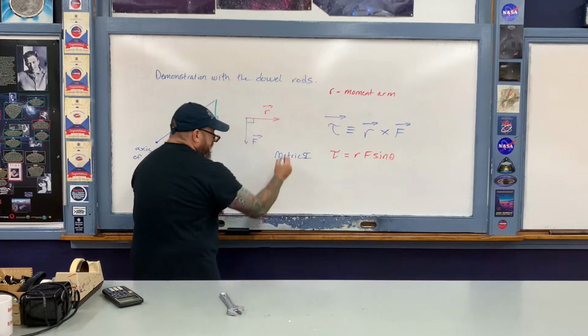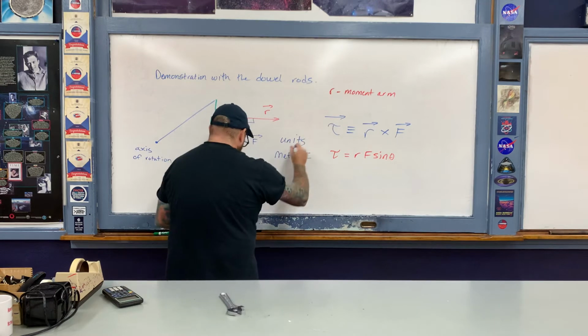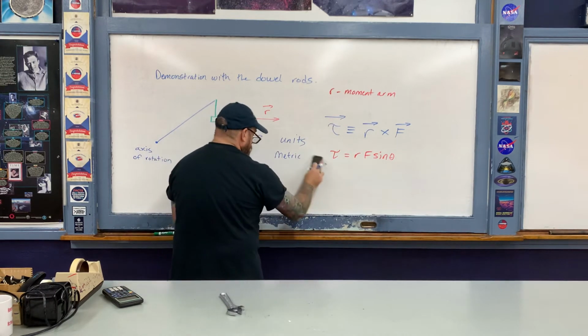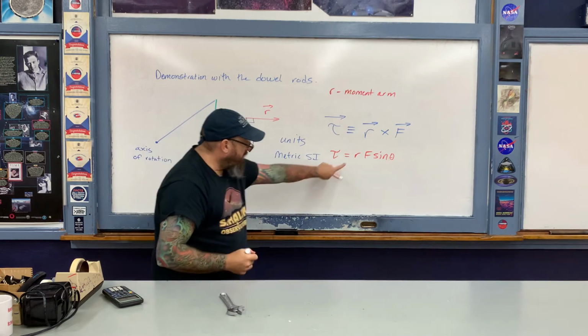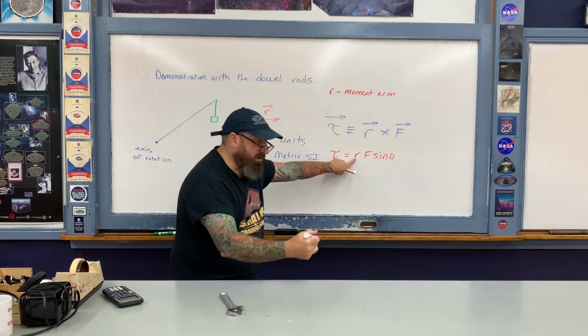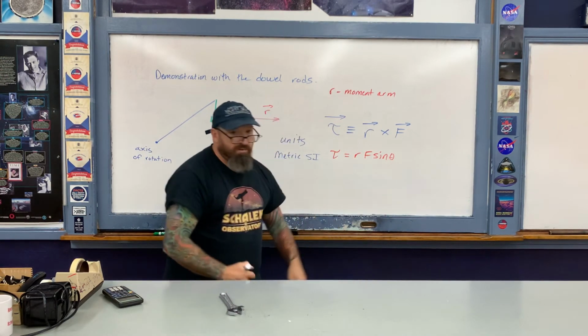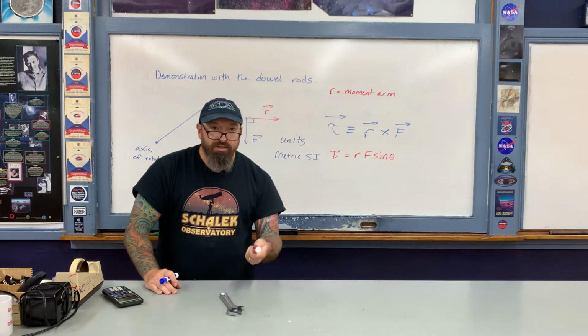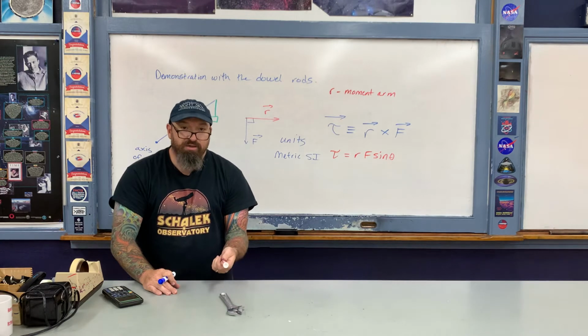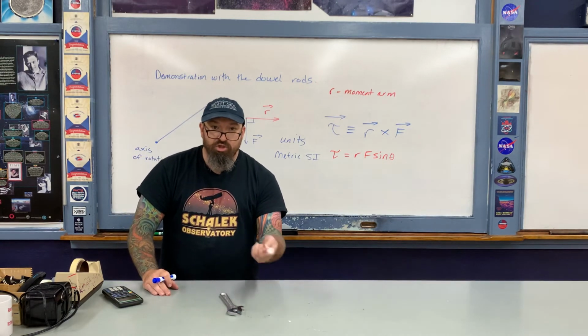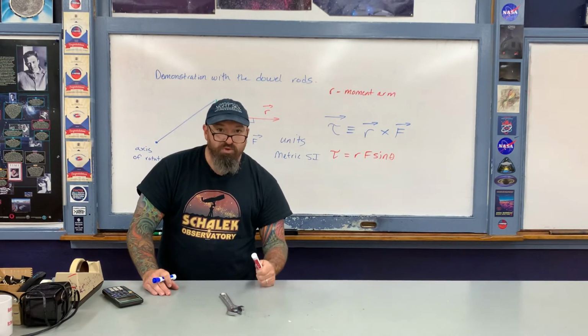Okay, so for metric SI units, let me write this a little bit more clearly. There we go. For the metric SI units, we have R, the moment arm in terms of meters, and then the force here in terms of newtons. So initially it looks like a newton meter, which we already know from chapters 7 and 8 in our unit on work and energy, is joules. Is this in terms of joules?